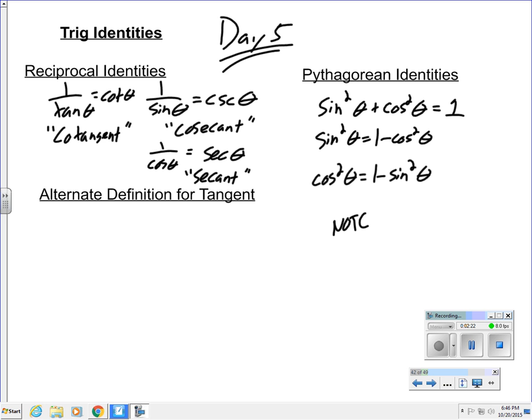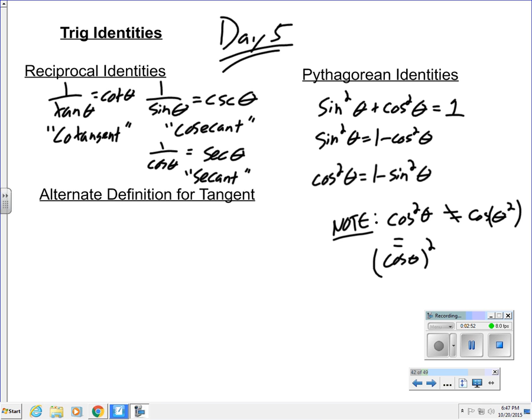One important note about this: cosine squared is the actual value of the cosine ratio squared. It's not the cosine of the square of the angle. It's important to make that difference. We put the notation with the squared in between cosine and the angle. We're squaring the whole value of the cosine, not the angle.